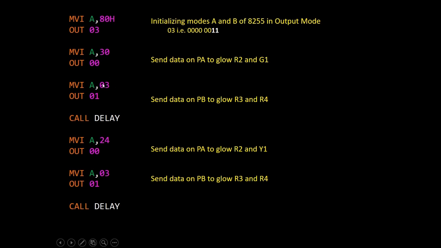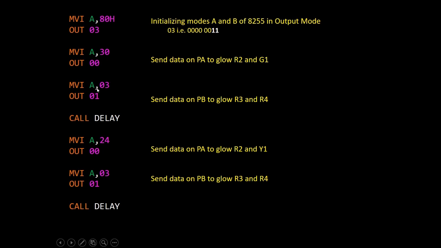Then for the LEDs associated with the pins of port B, we are writing another code. We are writing the 03 value in the accumulator and then outputting it on register B. So why 03 again?